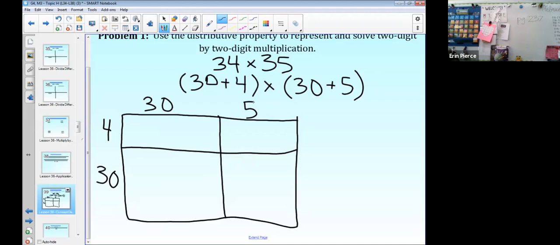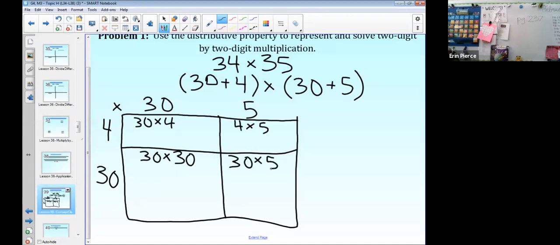So in this first box, this top box, we're going to be matching up our numbers and multiplying 30 times 4. In our bigger box, we're doing 30 times 30. In this box, this top box, 4 times 5. I'm just matching up, right? Kind of like on your multiplication chart. I'm matching up. And 30 times 5.